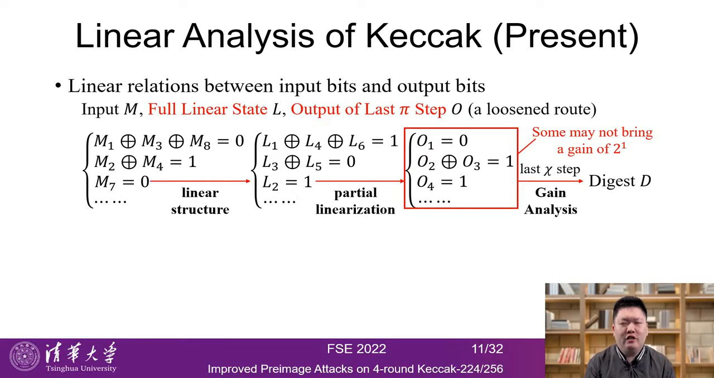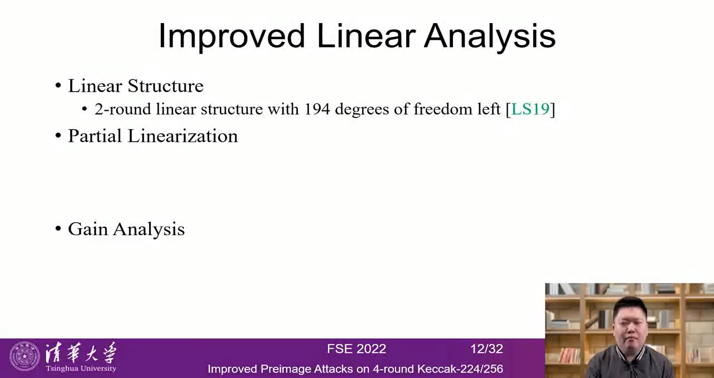We better reduce those equations in M and L so that we can set more equations in O, because the total number of equations is limited by the length of M. Moreover, since the linear root doesn't pass through the last quadratic S-box, one equation in O may not bring a gain of 2 to the power of 1. After constructing the linear root, gain analysis will be further required. Therefore, the improved linear analysis of Keccak consists of three parts: linear structure, partial linearization, and gain analysis.